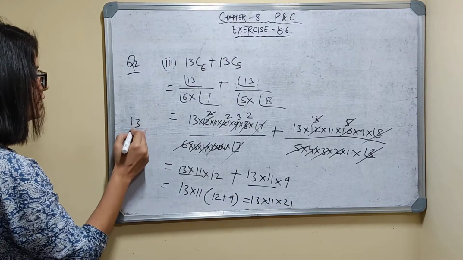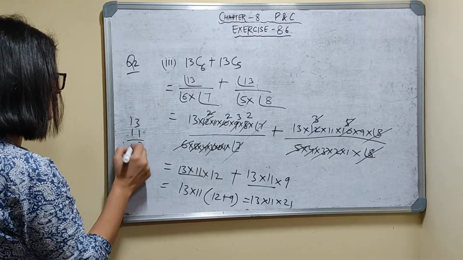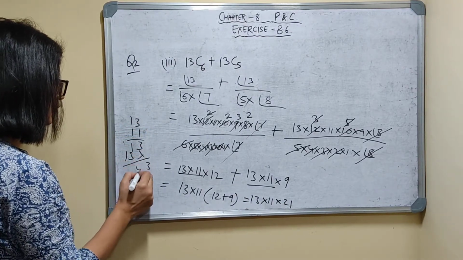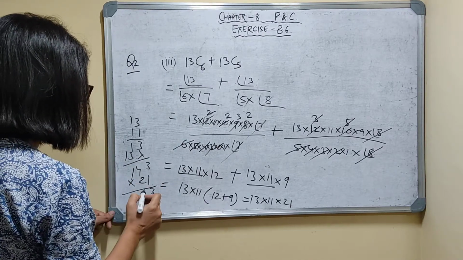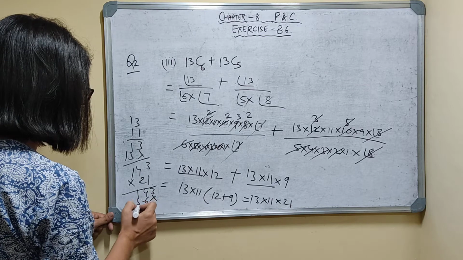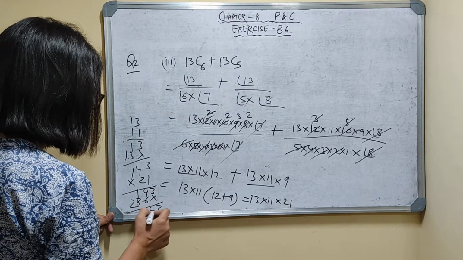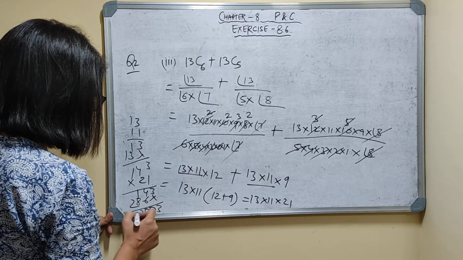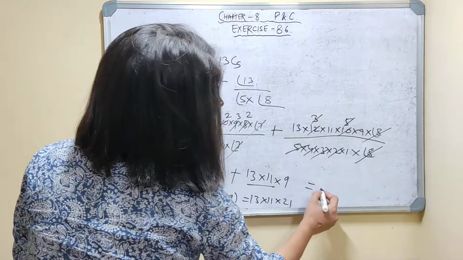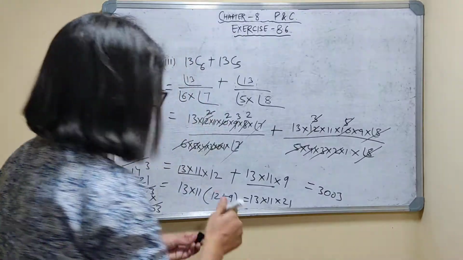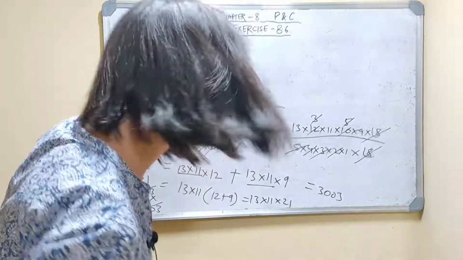13 into 11: 1 3 is 3, 1 1 is 1, 1 3 is 3, 1 1 is 1, so 143, into 21. 1 3 is 3, 1 4 is 4, 1 1 is 1, 2 3 is 6, 2 4 is 8, 2 1 is 2, so 3003. The answer is what? 3003. 3003 is the answer. Third part is over. Now fourth part.